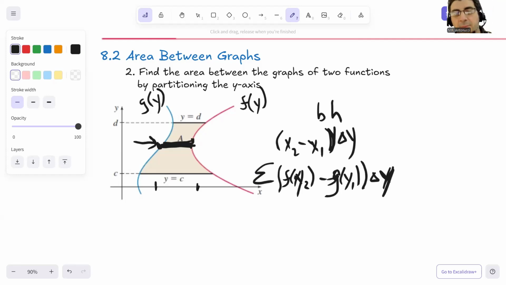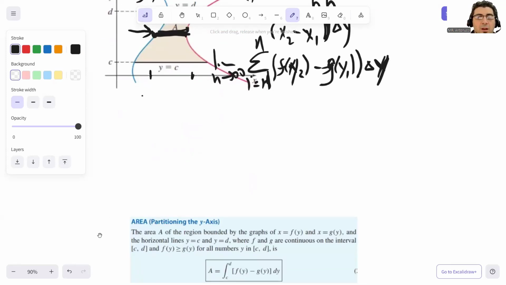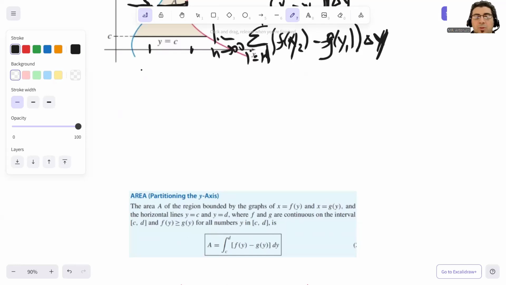If I add them all up, from i equals 1 to n, then that would give me the approximate area of that region. And then again, if I take the limit as n approaches infinity, that's going to give me the exact area of that region. But remember, when you take the limit as n approaches infinity of a Riemann sum, you get a definite integral. So the area is going to be the integral from c to d of f of y minus g of y dy. Notice you're integrating with respect to y.